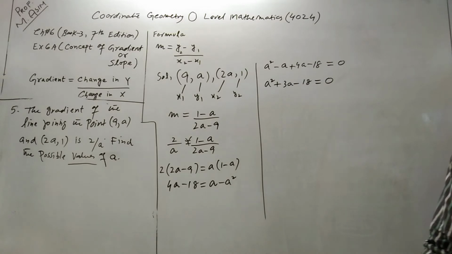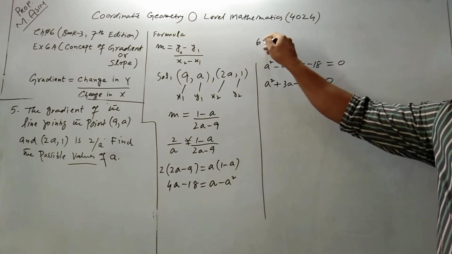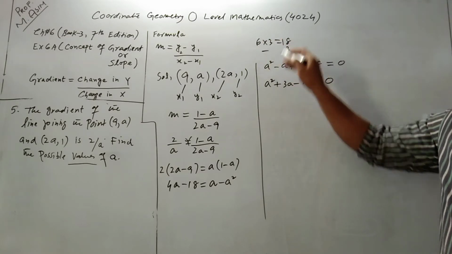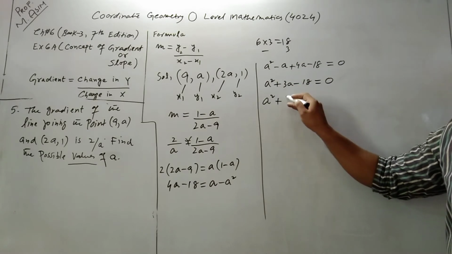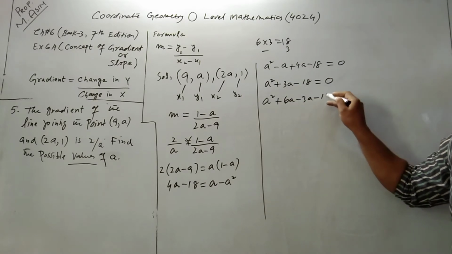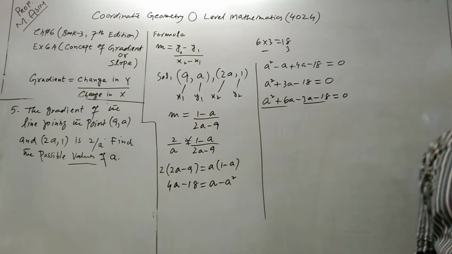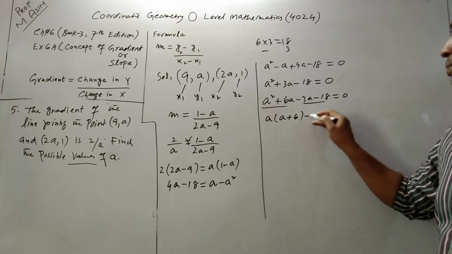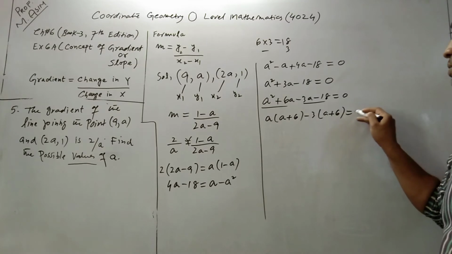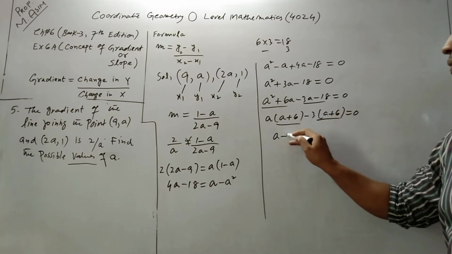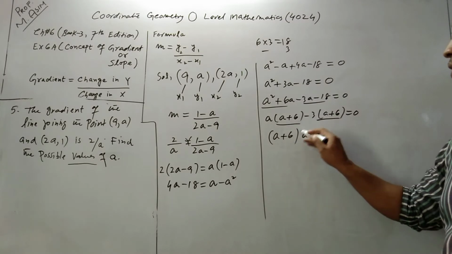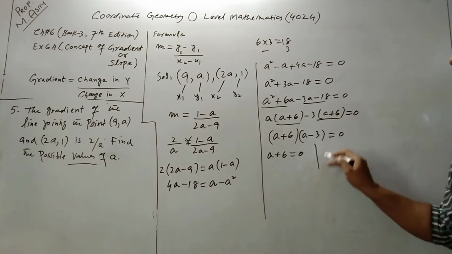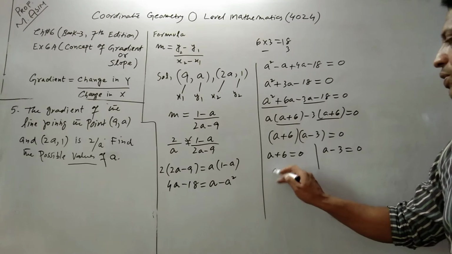So I am applying the middle term method. 18 1s are 18, 6 3s are 18, and 6 minus 3 is 3. So break the middle term. 3a is 6a minus 3a minus 18 is equals to 0. Form the pairs. Take a common from first two. a plus 6 minus 3, a plus 6 is equals to 0. These two are same. a plus 6, a minus 3 is equals to 0. This implies that a plus 6 is equals to 0, a minus 3 is equals to 0.